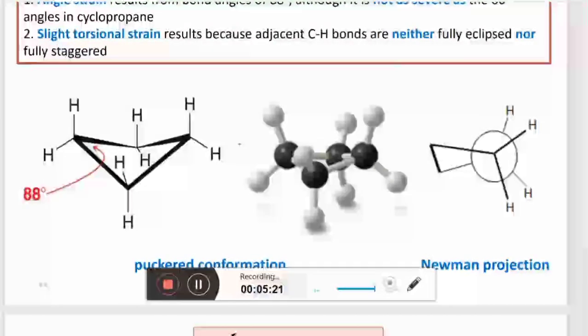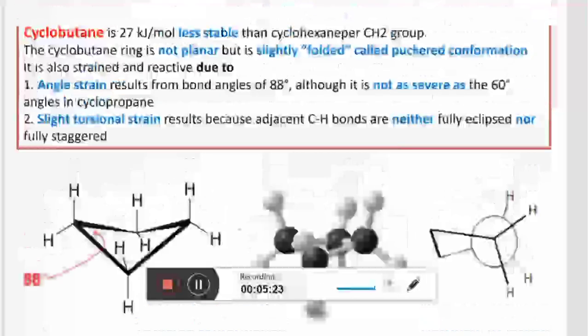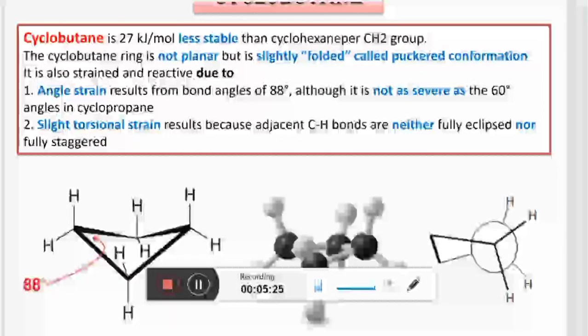So comparatively, compared to cyclopropane, the structure of cyclobutane is more stable. Experimentally, we can confirm this by checking the per CH2 heat of combustion. The per CH2 heat of combustion of cyclobutane is much less than that of cyclopropane. You can see that it is 27 kilojoules per mole less stable than cyclohexane.